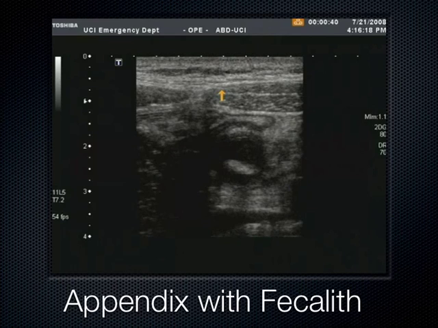Yes? I was just wondering, is there a risk of, like, we could actually rupture the appendix by how hard we push on it? There are risks that you can do to patients with ultrasound, such as dislodging a DVT.